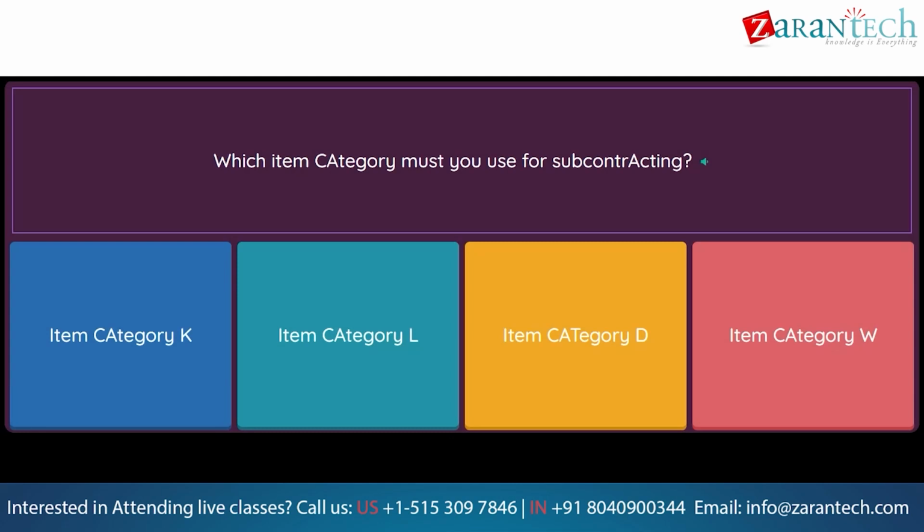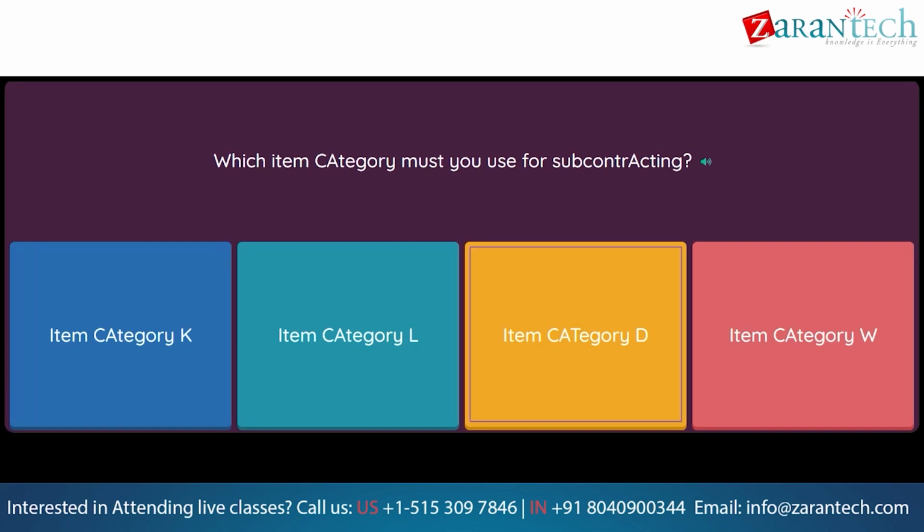Question: which item category must you use for subcontracting? Option 1: item category K. Option 2: item category L. Option 3: item category D. Option 4: item category W.